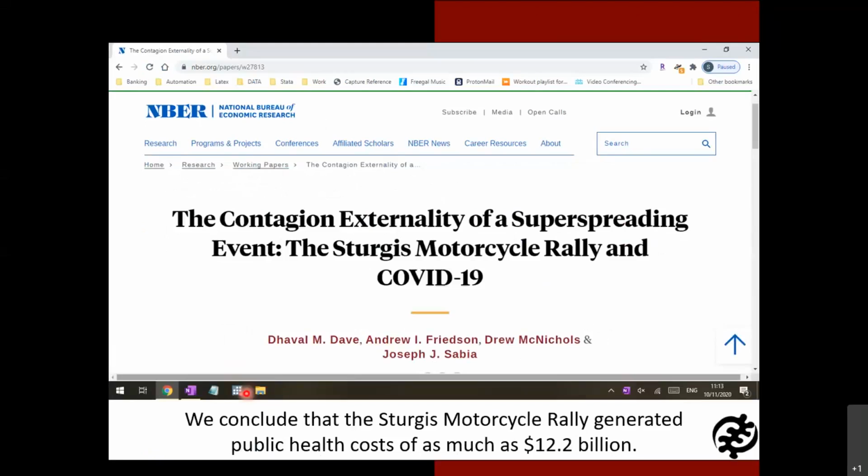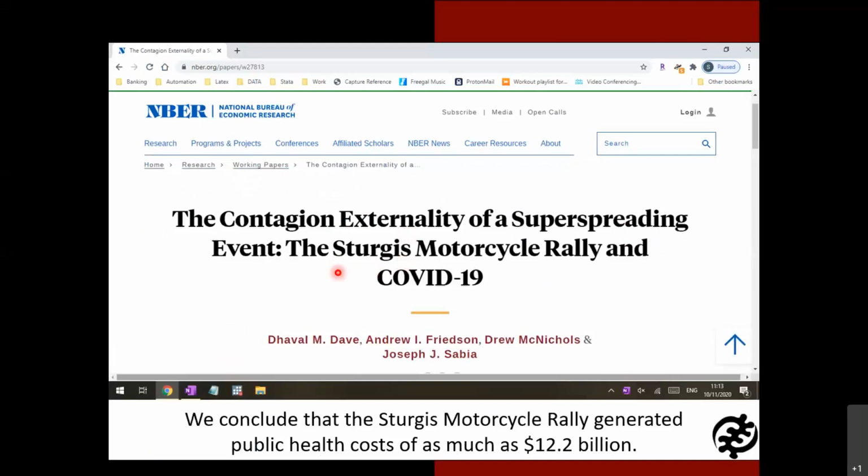So in the state of South Dakota, every year they hold this rally in a town called Sturgis. It's a motorcycle rally. All the bikers come in. It's a lot of fun, carnival atmosphere, lots to do in Sturgis. And they held the rally in 2020.